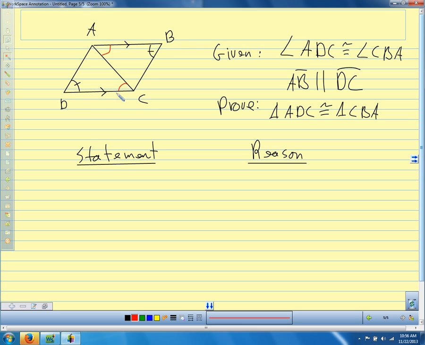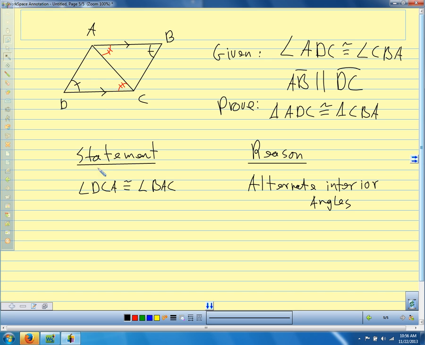So I can mark these as parallel, and I can say for my statement that angle DCA is congruent to angle BAC. And we decided that's because they are alternate interior angles. All right, so now we have an angle and an angle. Is there a side there that we can show as congruent?